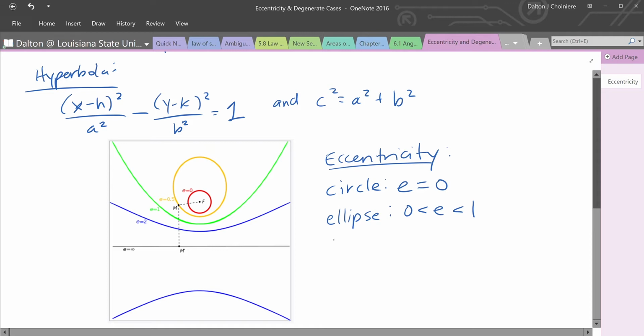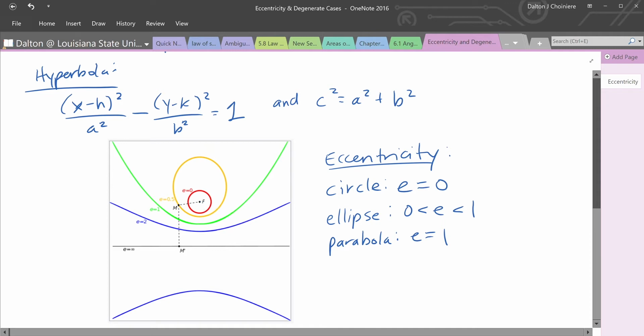A parabola is literally defined having the same distance from the focus to the directrix, which is why it's always going to be in constant ratio. So its eccentricity is equal to 1. Any distance from the point on that focus to the parabola will always be the exact same as the distance from that point to the directrix line.